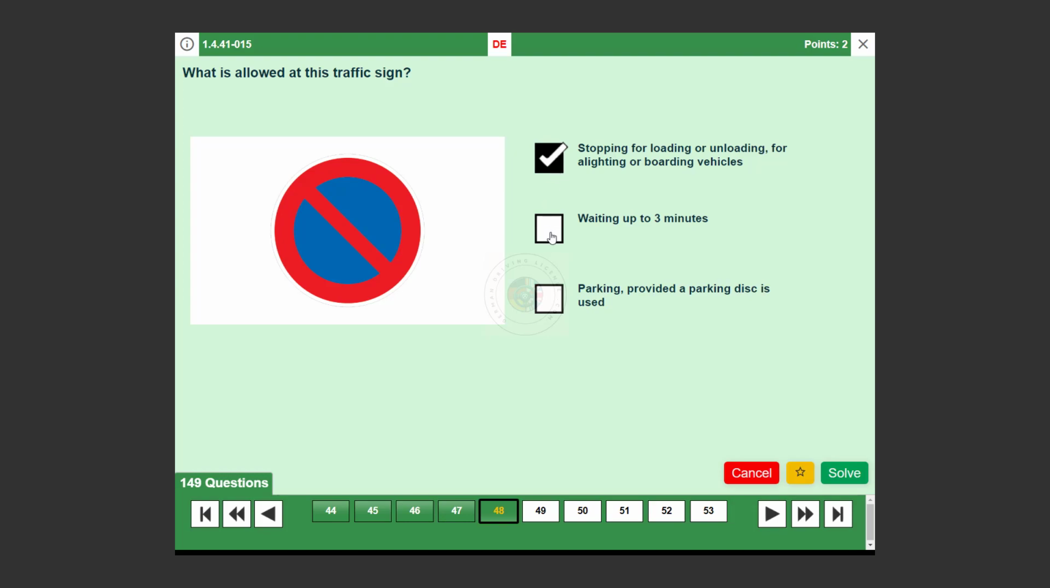Waiting up to 3 minutes. True. The sign permits stopping on the road for a duration of up to 3 minutes, aligning with general traffic flow and safety considerations.